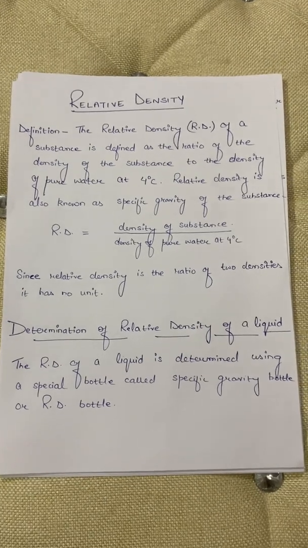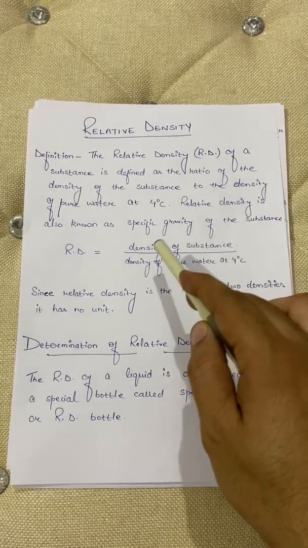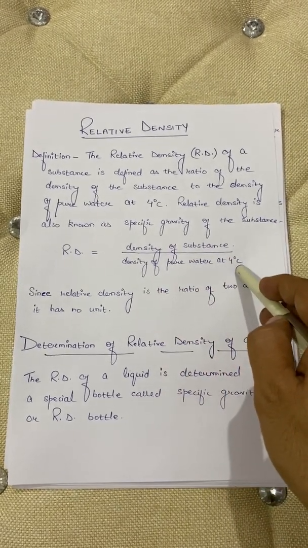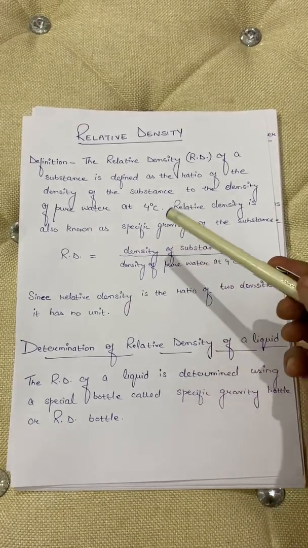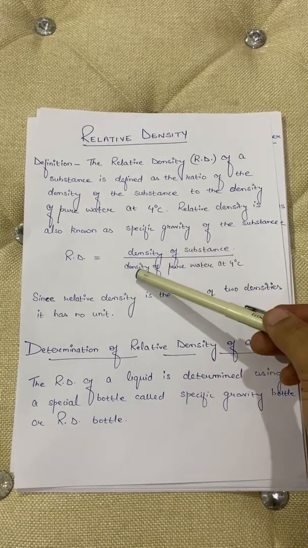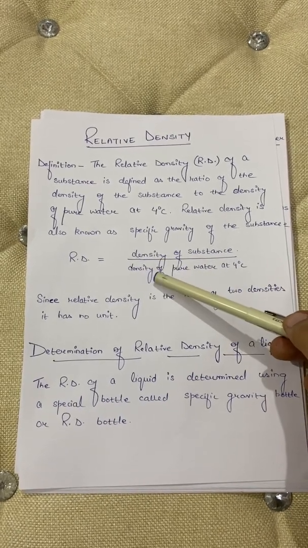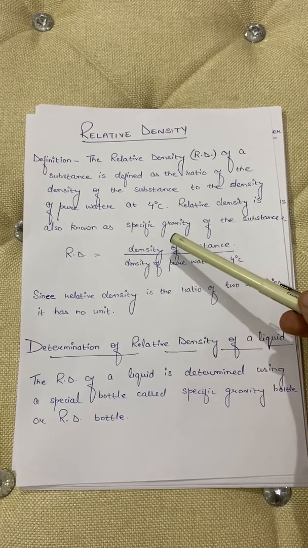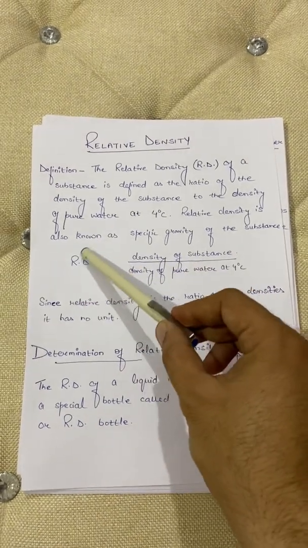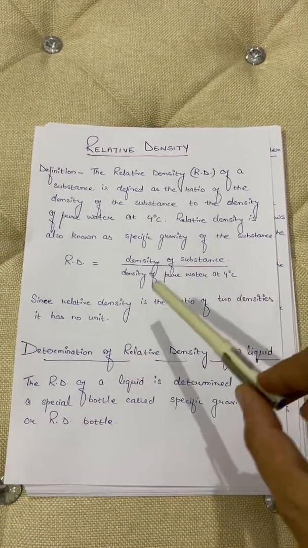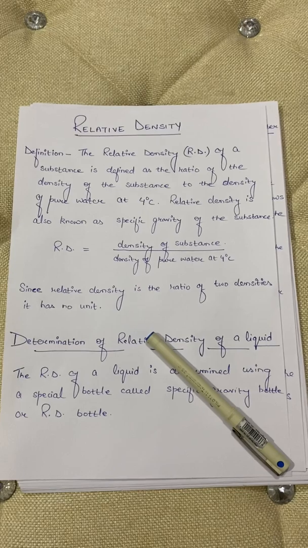So, going by the definition, relative density is the density of a substance upon the density of pure water at 4 degrees Celsius. As you can see in this relation, it is a ratio of two similar physical quantities: density of substance, density of pure water, density in the numerator, density in the denominator. As a result, what happens? The units cancel out, and this is the reason why relative density has no unit. Relative density is only a number. It never has any unit.